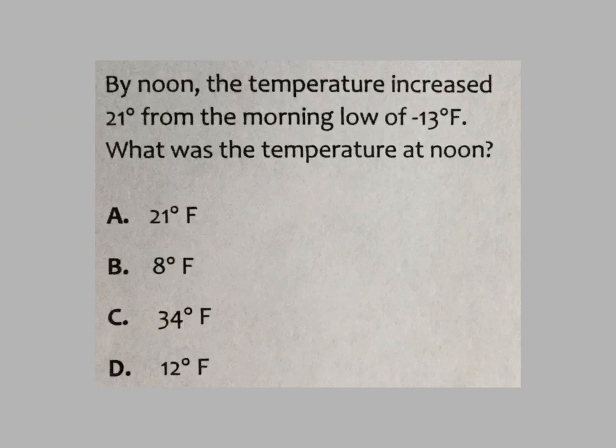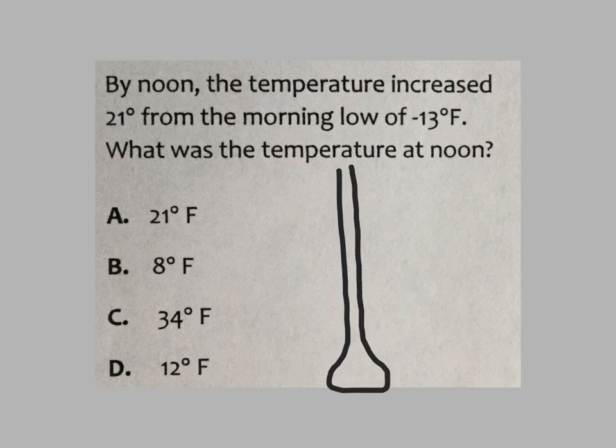By noon, the temperature increased 21 degrees from the morning low of -13 degrees Fahrenheit. What was the temperature at noon? So what if I drew a thermometer? Here's my thermometer. At the morning low, it was -13. Pretty cold. And then the temperature increased 21 degrees.